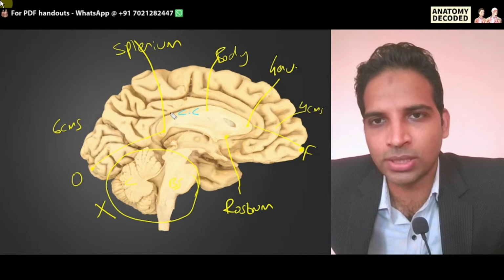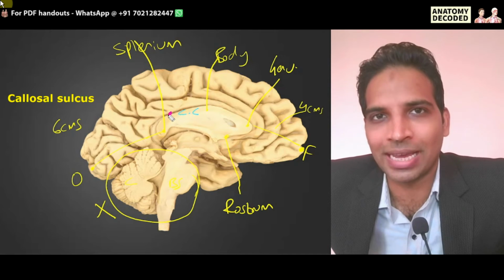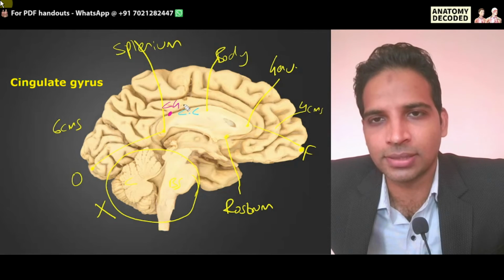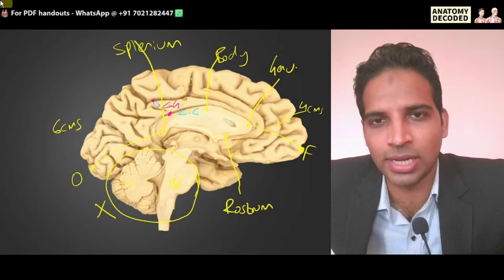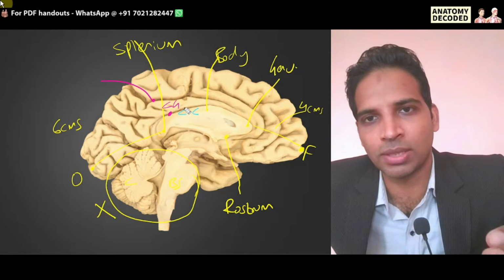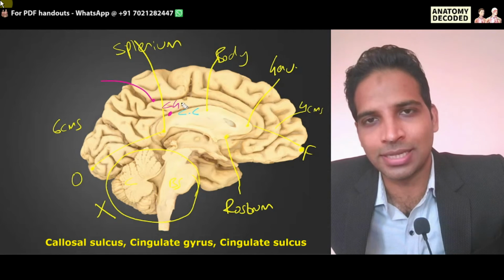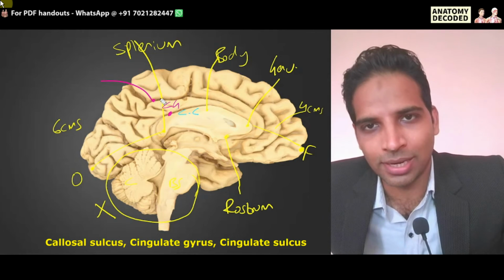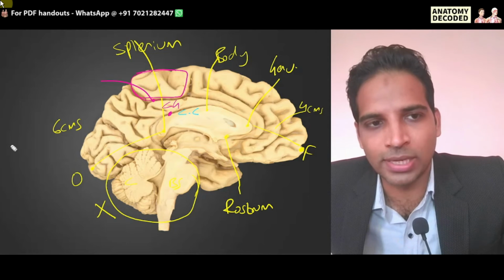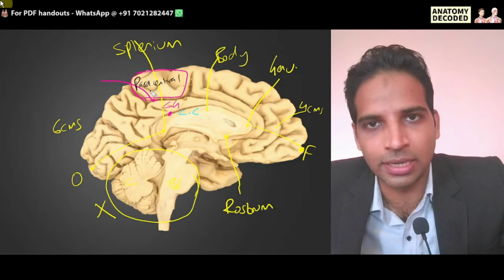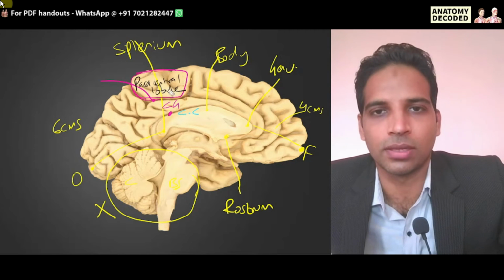Just above the corpus callosum, the sulcus is referred to as the callosal sulcus. Above it, the gyrus is referred to as the cingulate gyrus, and just above it there is a sulcus called the cingulate sulcus. So go in one order: corpus callosum, above it the callosal sulcus, then the cingulate gyrus, above it the cingulate sulcus. Trace the cingulate sulcus behind, and there is an area in front of it. This area is referred to as the paracentral lobule.